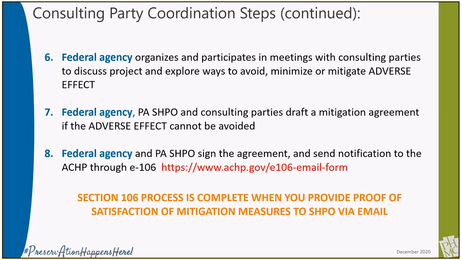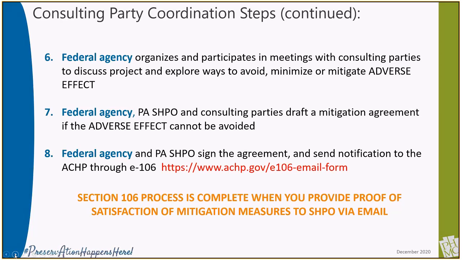Step 7. If the adverse effect is unavoidable, a mitigation agreement will be drafted. The SHPO can provide advice and formatting for the nature of this agreement. All parties must agree on the measures included before signatures can be sought. This could include the exchange of multiple drafts of an agreement to make sure that the language is acceptable to all signatories.